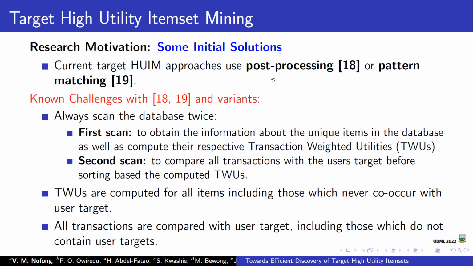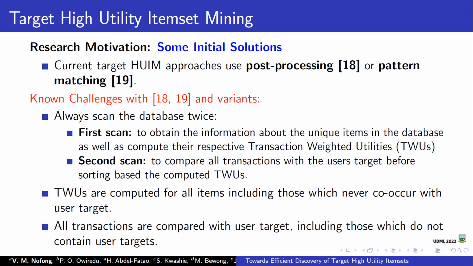So this is not the first work on target high utility item set mining. There are some initial solutions which use either post-processing or pattern matching, but they also have some known challenges. Firstly, to use these techniques, you have to scan the database twice. In the first scan, the database is scanned to obtain information about the unique items and to compute their transaction-weighted utilities. In the second scan, all transactions are compared with the user target before they are sorted using the computed transaction-weighted utilities.